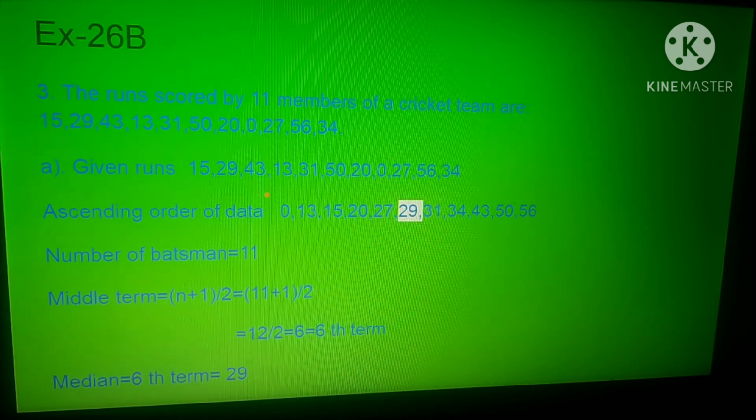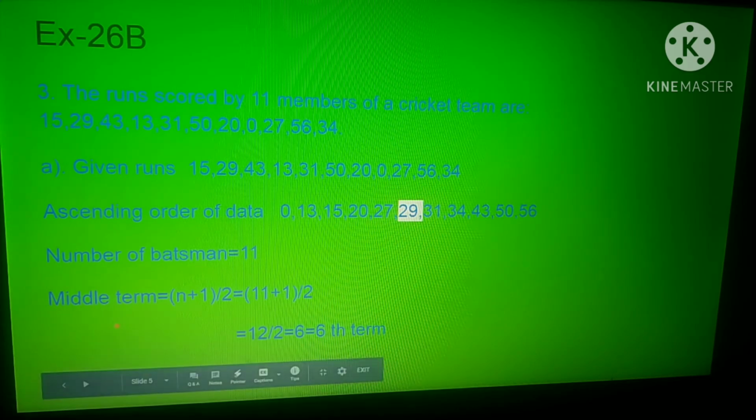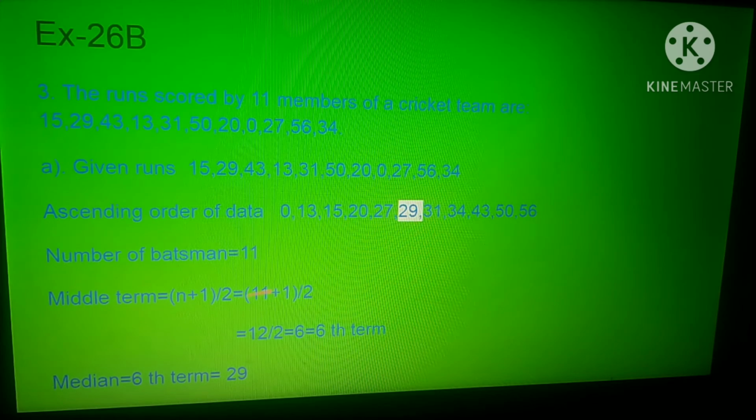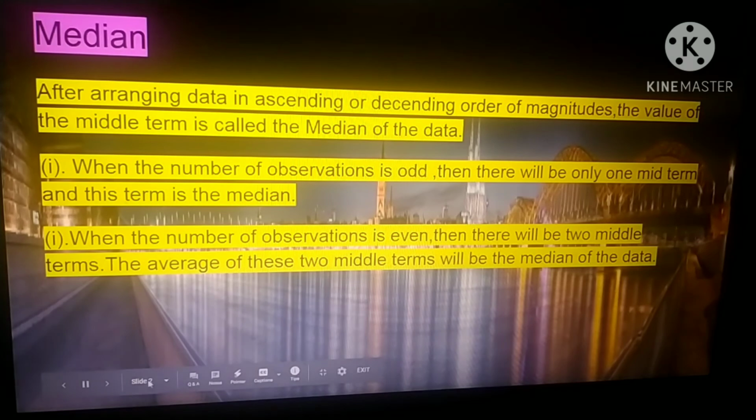Here the number of runs scored by 11 members of a cricket team is given. Now take the given data. After that, write down the given data in ascending order. After writing in ascending order, find the number of observations. Here the number of observations we are taking is 11. Count all the observations, your count will be 11. So now use the formula for the middle term, okay, what is that one? (n plus 1) by 2. In place of n, place 11. 11 plus 1 by 2, you will get 12.